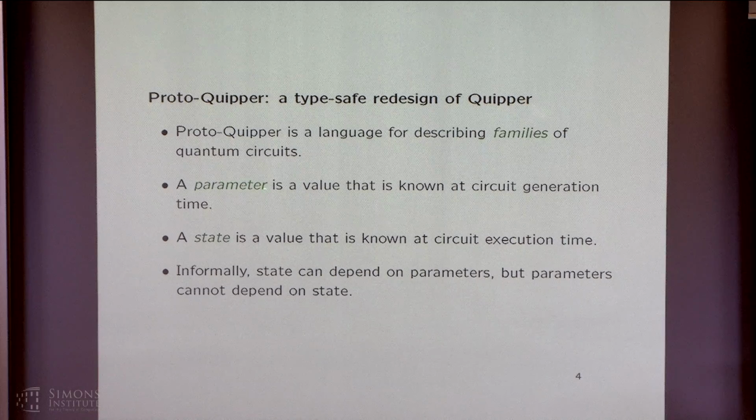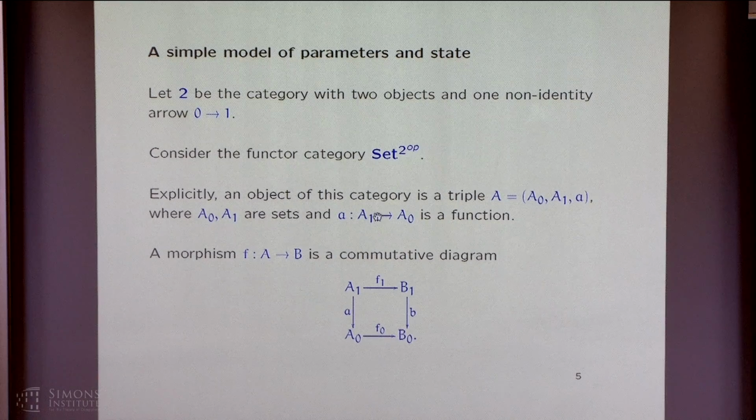So that's why there is a distinction between parameter and state. A parameter is some value that is known at circuit generation time, such as the number of qubits or something like that. And a state is a value that's known when the circuit actually runs, such as the value of an actual qubit in the circuit, or a bit in the circuit also, if you have classical circuits. And informally, the state can be a function of the parameters. You can initialize a bit from a Boolean, but a parameter cannot be a function of the state. And that's basically the essential thing that our denotational semantics has to capture.